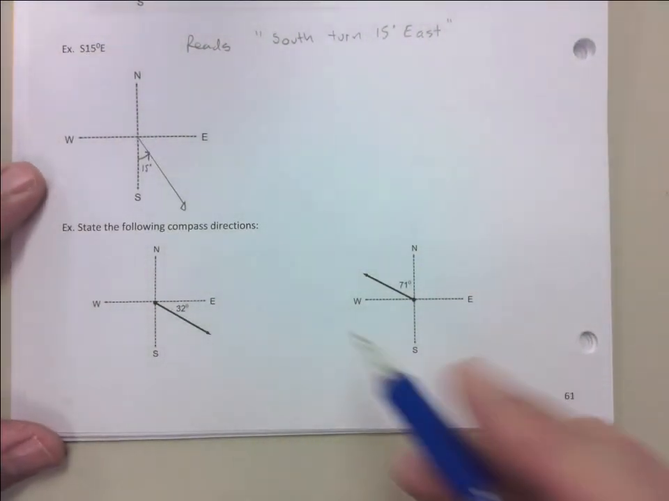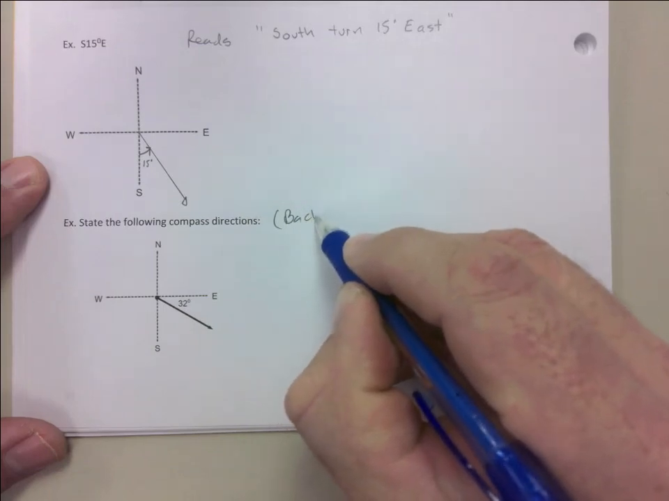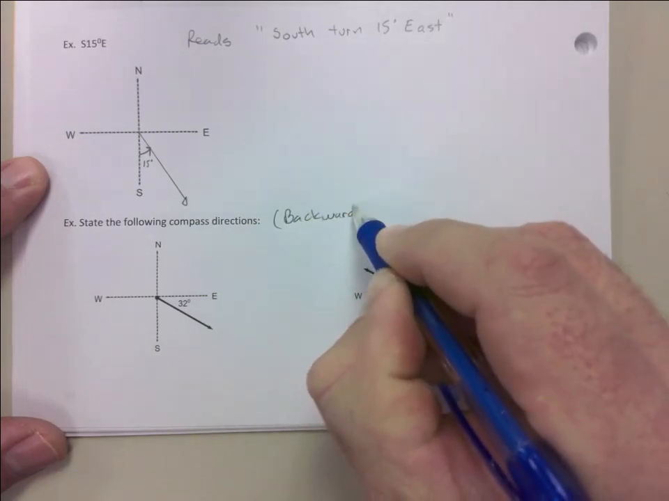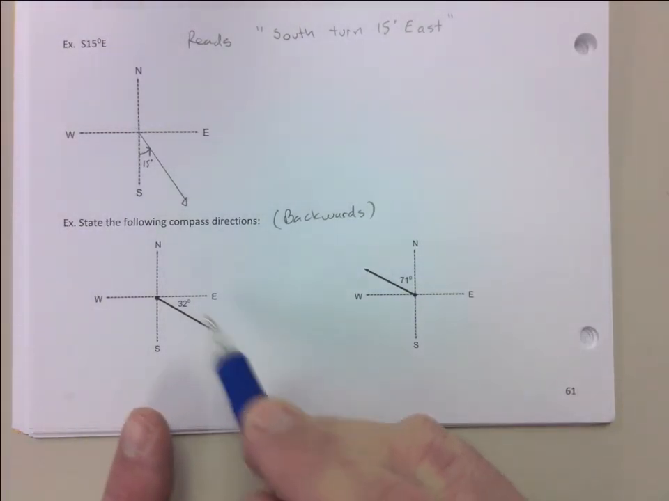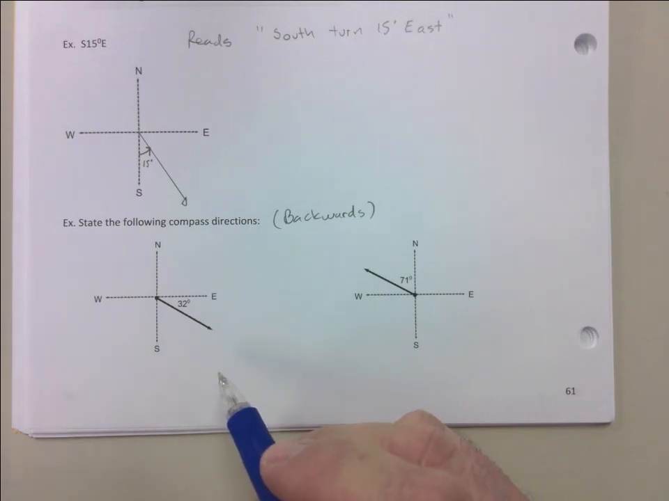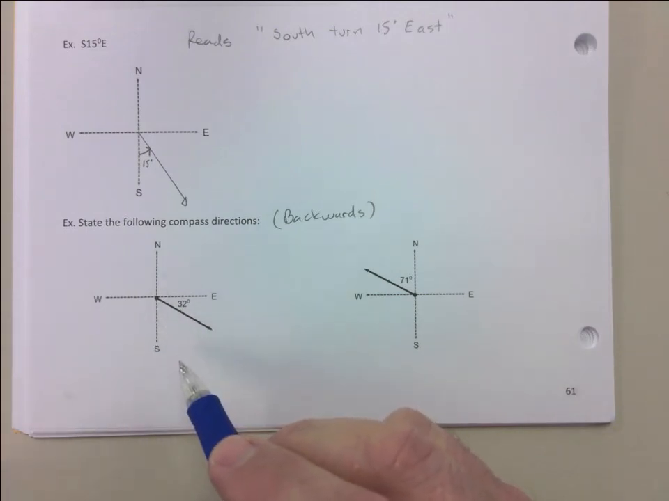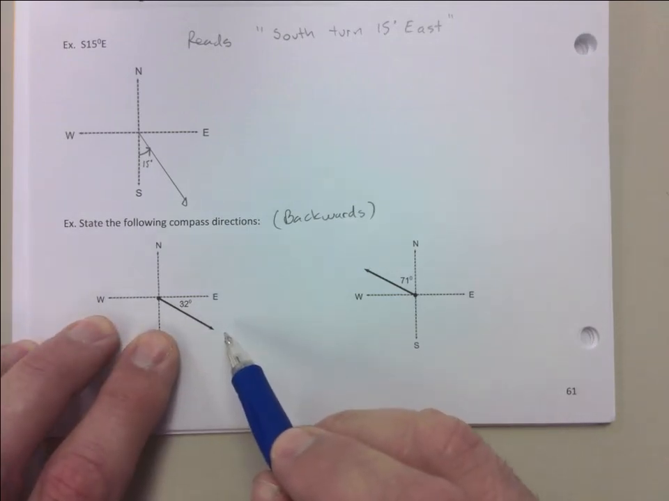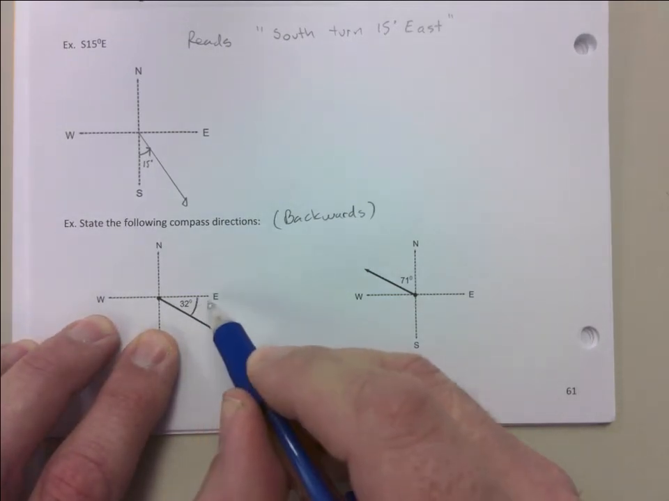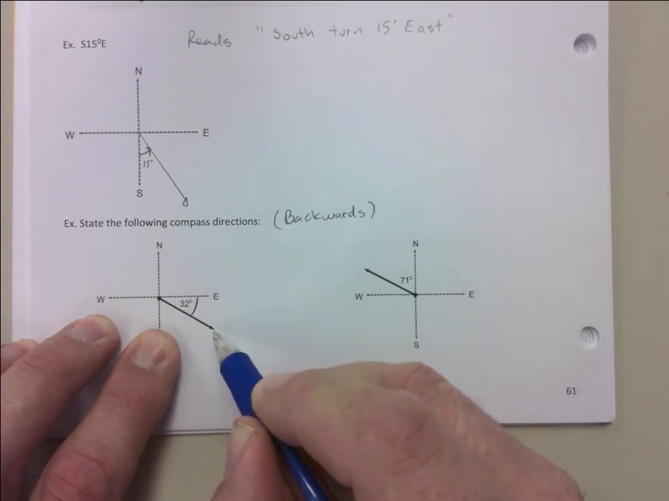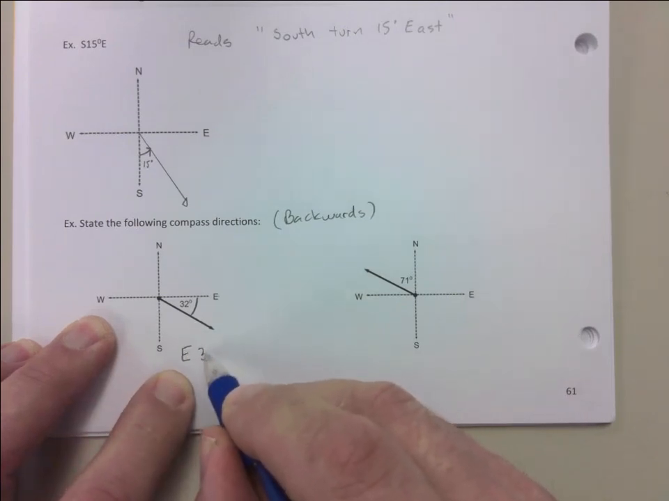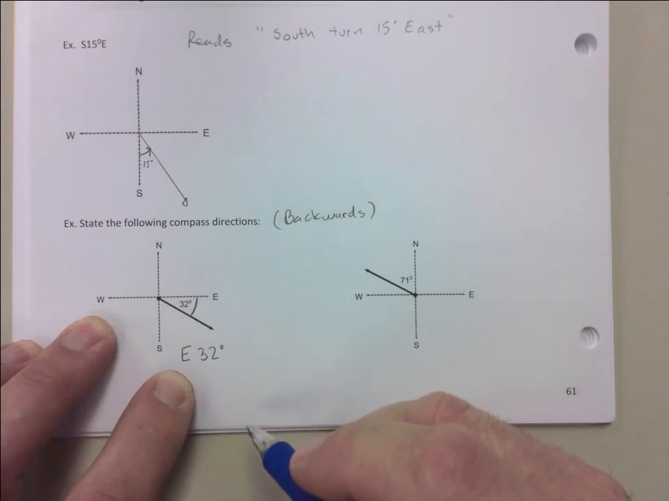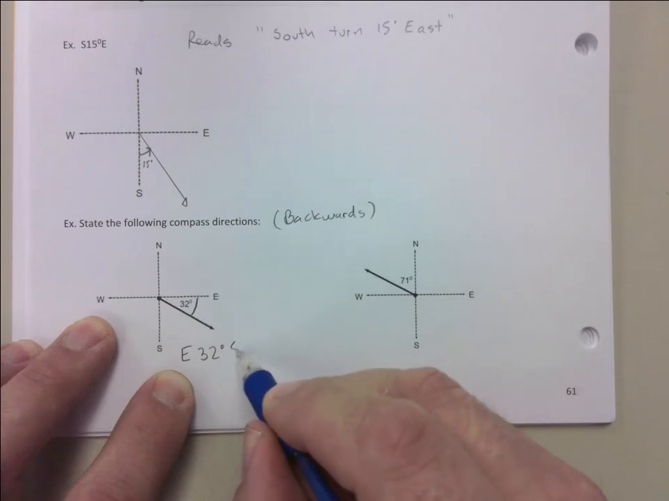How about backwards? I call this backwards as well. I should be able to give you a diagram, and you should be able to tell me what the reading is. What's the compass direction in this case? Where would you start here? Notice that the 32 is between the east and the line you're traveling, right? So you would start east, and then you would go 32 degrees towards the south, right? You're going towards the south. So that's it.